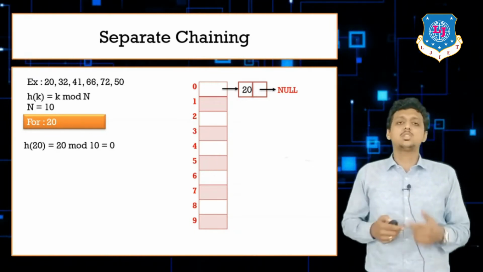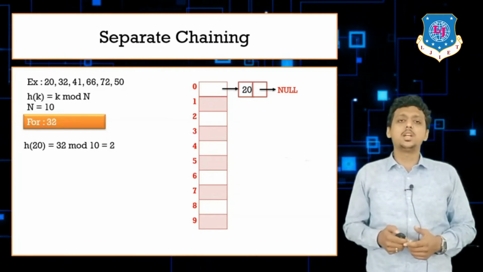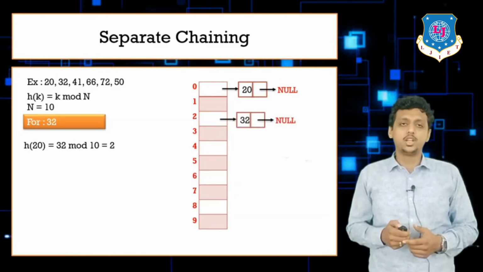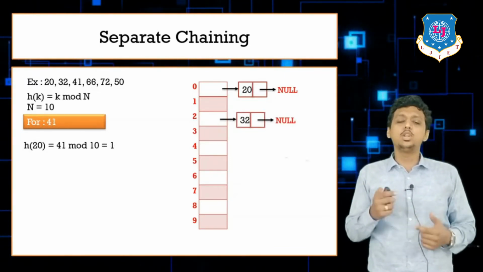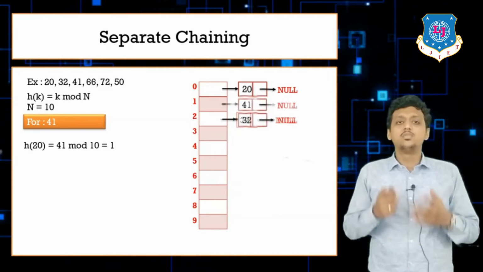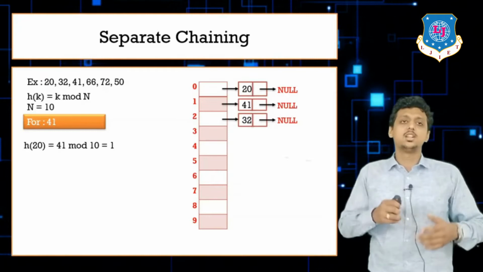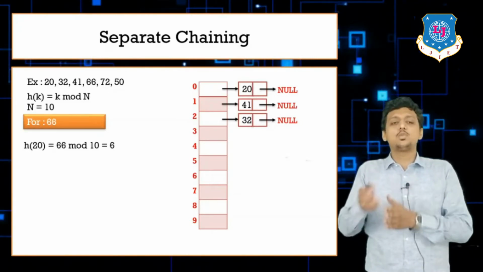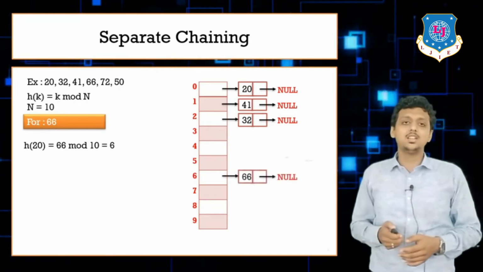Fine. Now the next value, students, is 32. 32 modulo 10 becomes 2. So we need to insert 32 at the second position. So here it is. Next we have 41. 41 modulo 10 means 1. So we need to insert 41 at the first position. So here it is. Now next we have 66. 66 modulo 10 becomes 6. So you can insert it at the 6th position like this.